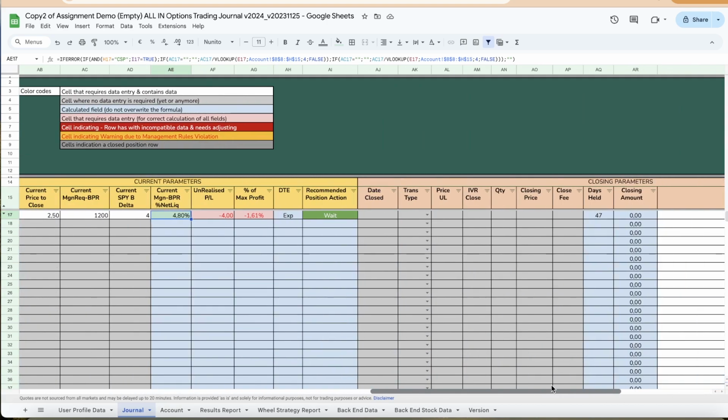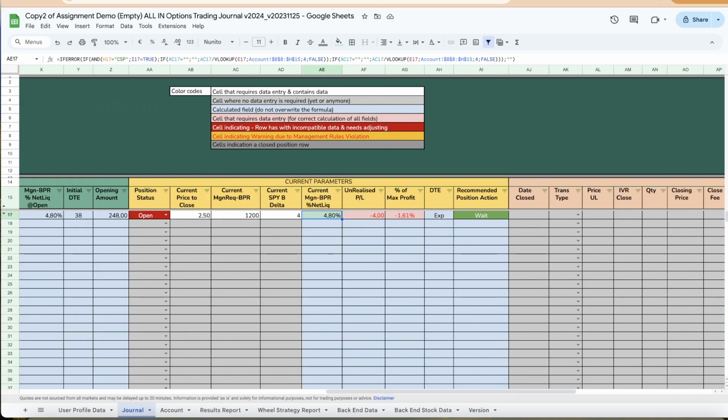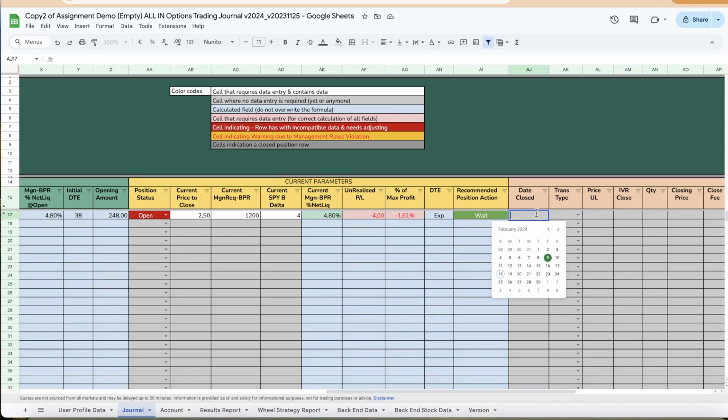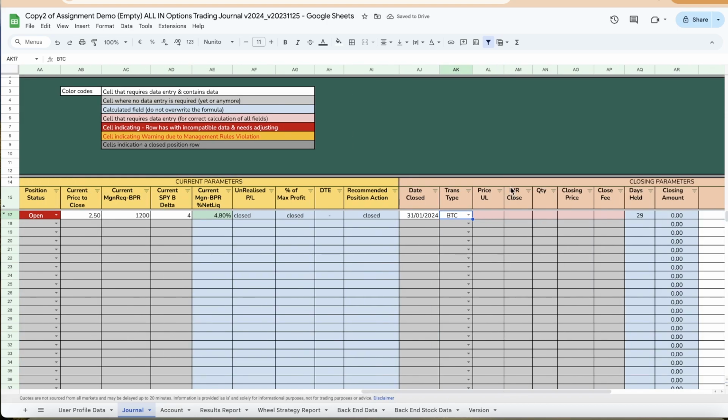Let's imagine that indeed I would have closed that position, let's say a couple of days before expiration. Let us enter that together. Let's say, for example, the 31st of January, I close the position. So this is a buy to close action. Again, the price of the underlying and the IVR is not that relevant for this demonstration, but the quantity is still 1. The closing price is, for example, $1.50, and the closing fee is the same here too.